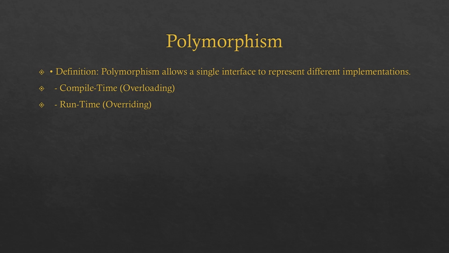Now let's talk about polymorphism. Polymorphism allows us to treat objects of different classes in a uniform way. There are two main types of polymorphism: compile time polymorphism or overloading, and runtime polymorphism or method overriding.